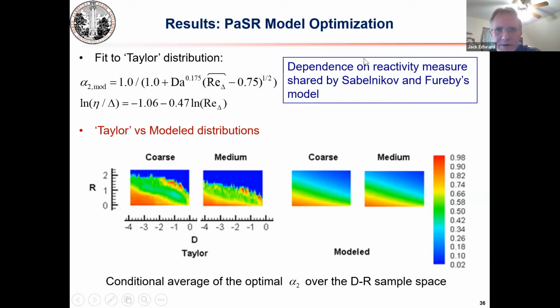The thing you kind of know is that there is a reactivity dependence here in this estimate of the volume fraction. Magnussen's model doesn't have this. Giacomazzi's model doesn't have this. Only Sabelnikov's and Furby's model incorporates some measure of reactivity in terms of the laminar flame speed. So we find that that's essential. You've got to have that to get a better distribution. So basically, this is the regressed version, and this is our model version. Then the question is, how does this model version do with respect to the data?